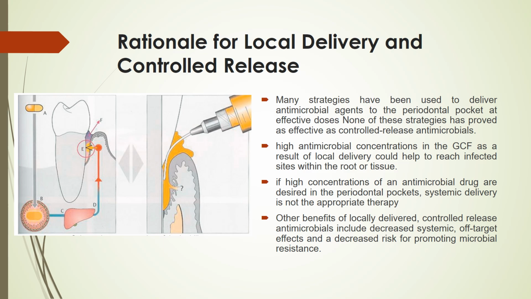You can see that the first is showing systemic administration. The drug is taken orally, absorbed in the gastrointestinal tract, then transported by the portal pathway to the liver, and then enters the circulatory system, from which the drug exits the vasculature into the periodontal pocket. The drug is quickly eliminated from the pocket into the oral cavity by the copious flow of GCF.